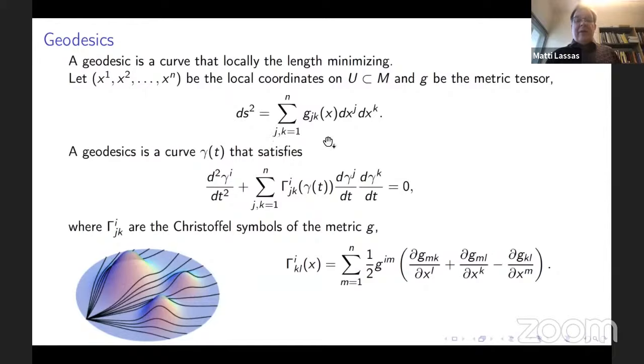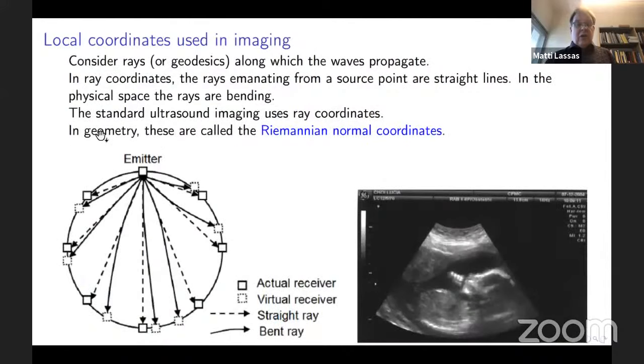And if we have a Riemannian metric tensor G with this length element, then there is a simple way to compute what the geodesics are. In differential geometry, it is shown that they satisfy this type of ordinary differential equation, where the coefficients, these gammas, the so-called Christoffel symbols, can be computed explicitly from the wave speed function G. For instance, in optics, geodesics are light rays along which light propagates. So let's now go to a very practical imaging example. Let's consider just standard ultrasound. So here is a standard ultrasound picture. Here is an emitter that sends waves.